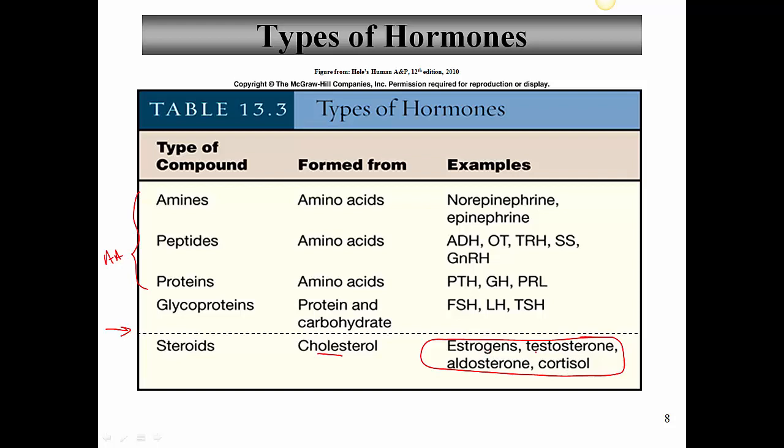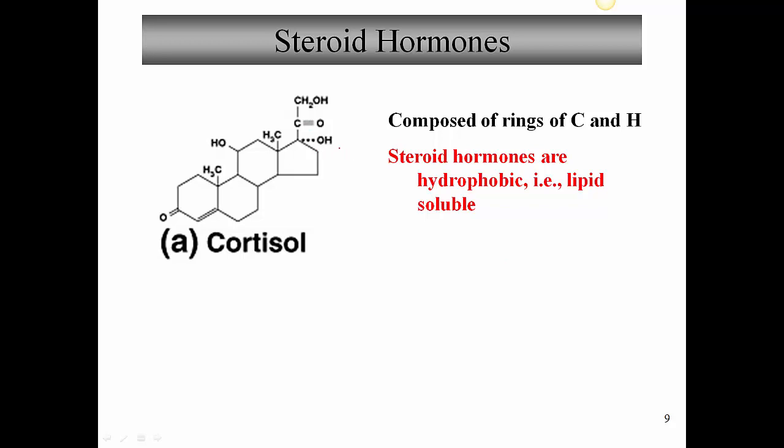So some of the steroid hormones include, as I said, estrogens, testosterone, aldosterone, cortisol. These are hormones that are secreted by the adrenal gland. We'll talk about those. These are hormones on the top that are secreted by the gonads, that is by the testes or by the ovaries. So let's talk a little bit about the chemistry of these different kinds of hormones. First, we'll talk about steroid hormones.